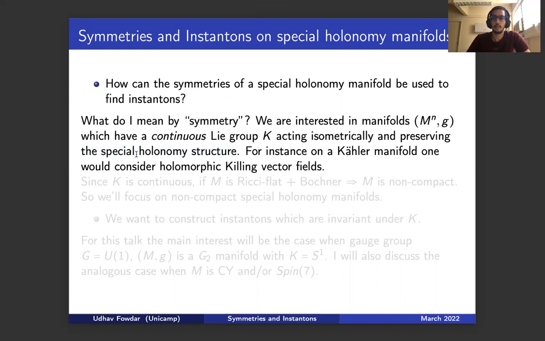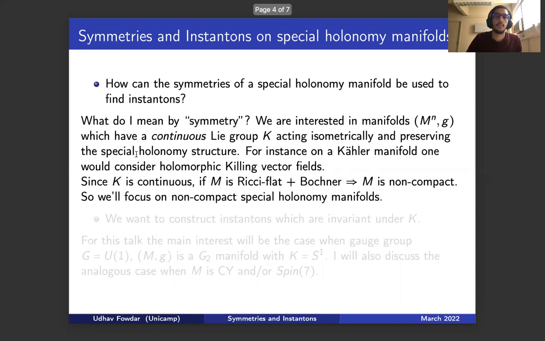For instance, if we're discussing Kähler manifolds, then it's natural to consider Killing vector fields which also preserve the complex structure, so holomorphic ones. And if we're discussing G2 manifolds, then it's natural to consider Killing vector fields which preserve the G2 three-form, and so on.